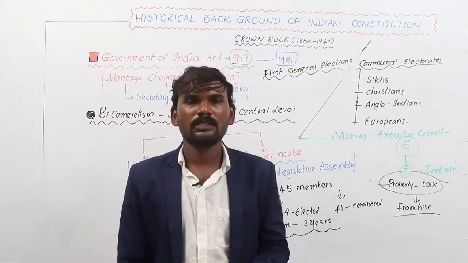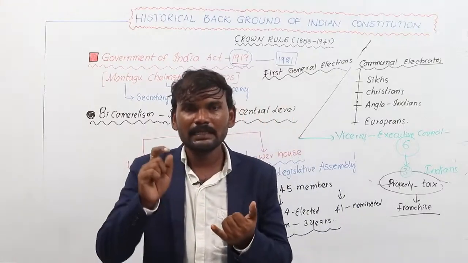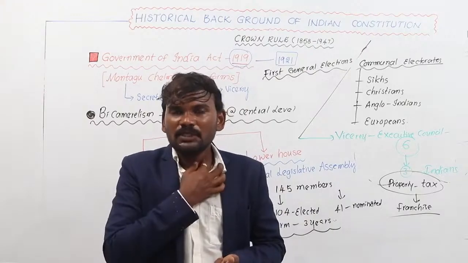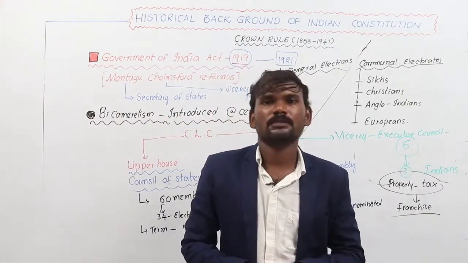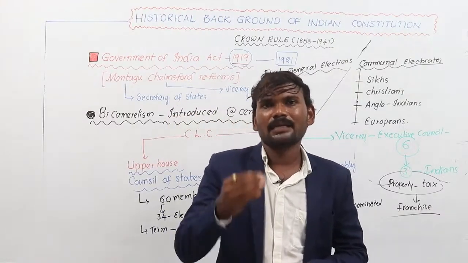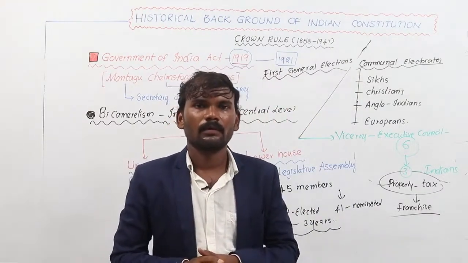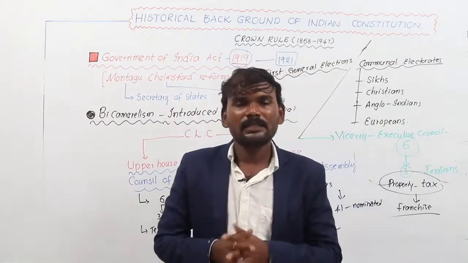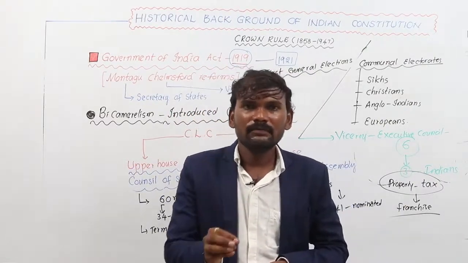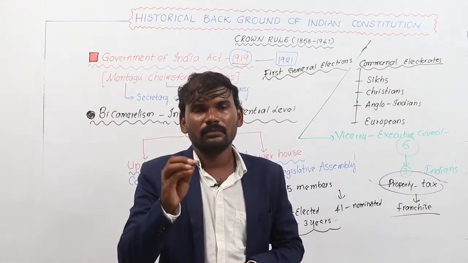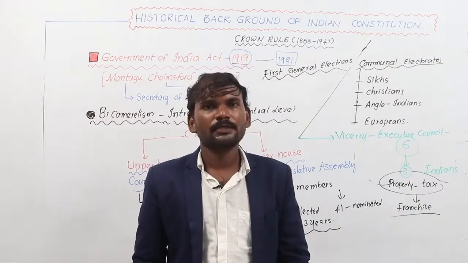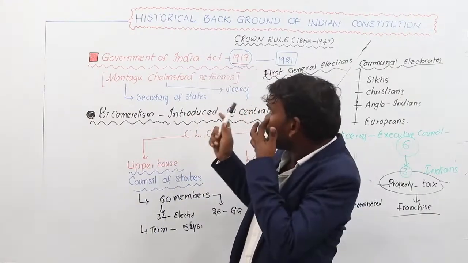So let us revise the key concepts of this 1919 Act. It introduced a bicameral system at the central level. It introduced the diarchy system at the state level. It established a federal public service commission to conduct civil service examinations. It extended franchise, meaning the right to vote, on the grounds of property and income tax. The 1919 Act set up a High Commissioner office in London, and it reserved 3 seats to Indians in the Viceroy's Executive Council. And it extended separate electorates to the Sikhs, Christians, Anglo-Indians and Europeans. This is the summary of the 1919 Act or Montagu-Chelmsford reforms.